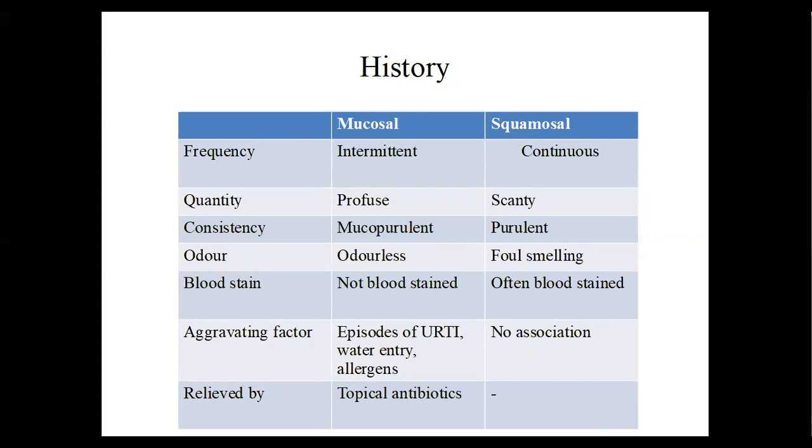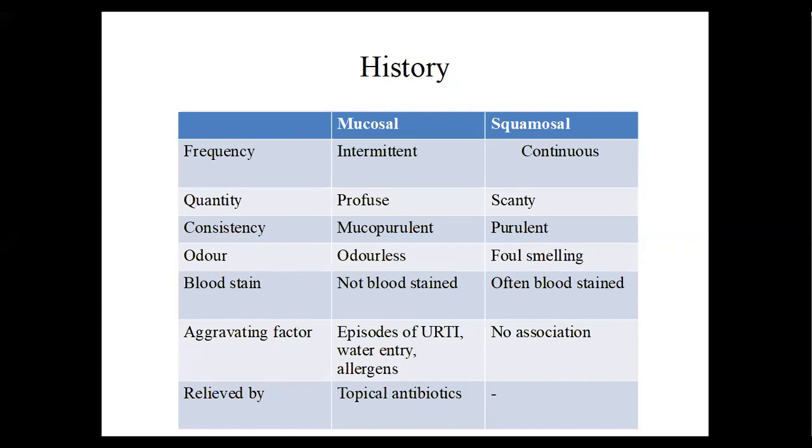Then mucopurulent, as I mentioned, it is because it is produced by the goblet cells, and with the superadded bacterial infection it becomes purulent. So mucopurulent. Then odorless, obviously, because it is not acted upon by any gram-negative organism. I will be mentioning why it is foul smelling in squamosal later, then you will understand better. And again, it will not be blood stained. Aggravating factors will be the URTI, any water entry, or allergens. Then relieved by topical medication has a very big impact. That is, remember, the topical antibiotics have a role to play in mucosal variety, and that is one of the main lines of medical treatment.